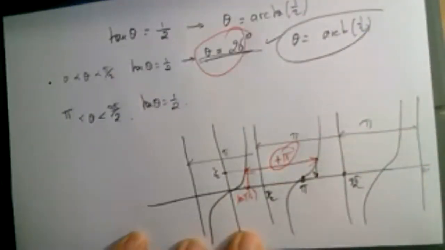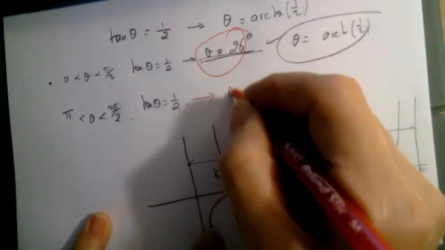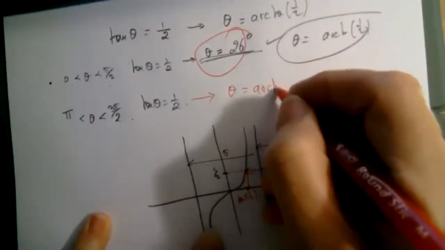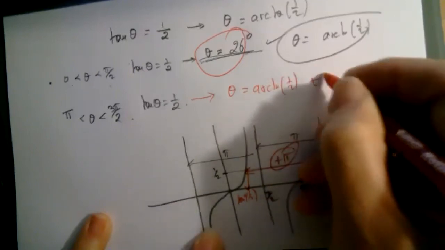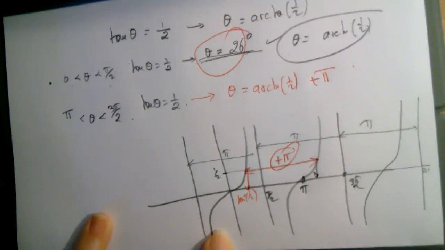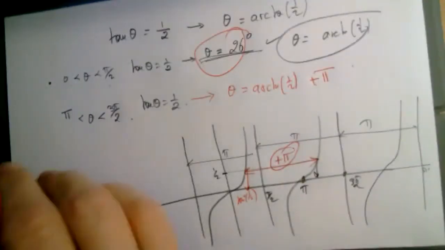Absolutely crucial. We have to be very careful where my angle is. So in this case, my theta is not only the arctangent of a half; you have to add pi to it. That's why we have to be very careful where my theta is.